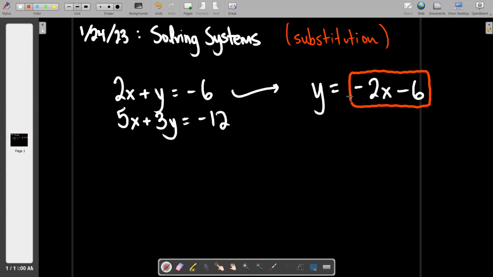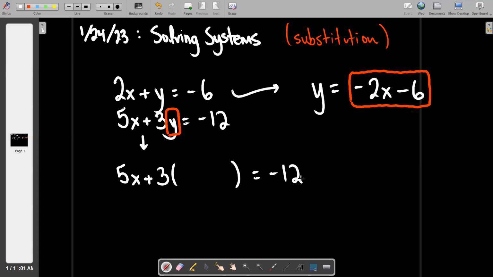So I hope this is obvious. I don't want to go to the top equation and replace the y with the box because that's the equation that I got the box from. So what I'm going to do now is go to the other equation that I didn't use, and where it says y, I'm going to replace that with just an empty set of parentheses for the time being. So that bottom equation is now going to say 5x plus 3 awkward void equals -12.